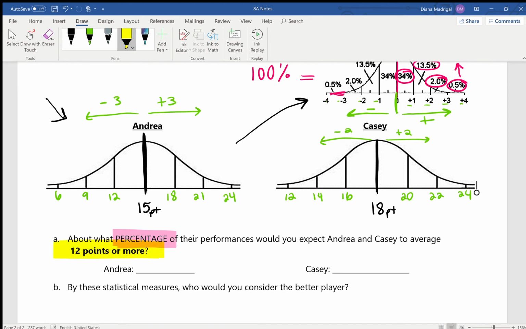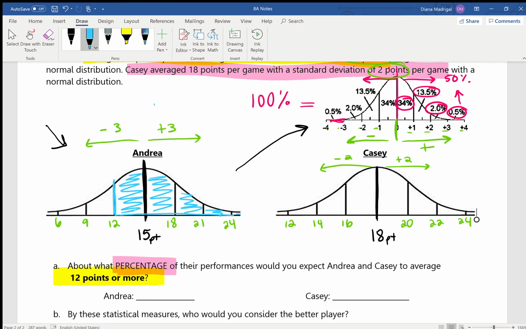What points are we focusing on? They told you from 12 points or more. Okay, so let's work with Andrea. 12 points with Andrea starts right here. And obviously it says or more, so it's increasing if we go to the right. So I'm going to use this space of my mountain, this space, and this little tiny space, based on my table that they gave me over here to the right. Let me delete all of this so we can pay more attention to this.